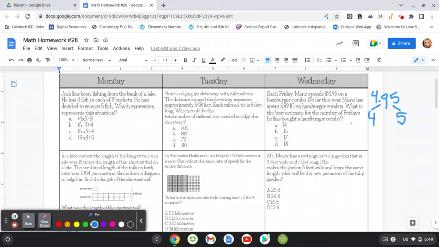Between 80 and 90, it's going to be closest to 90. 90 is a super friendly number with 5, especially when you're dividing. So you're going to do 90 divided by 5. I don't think I realized I put this much division on here.